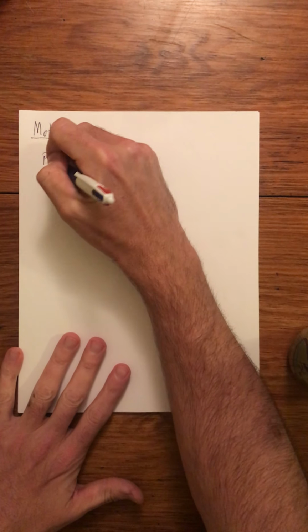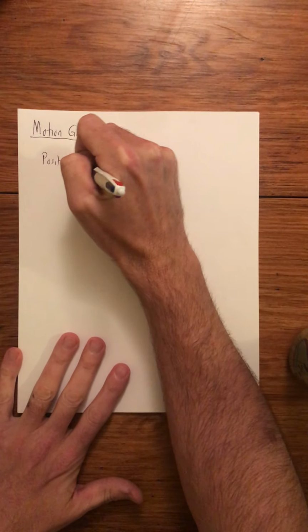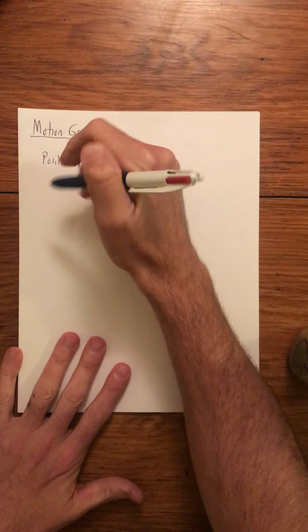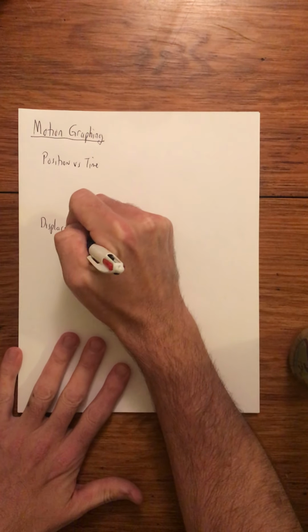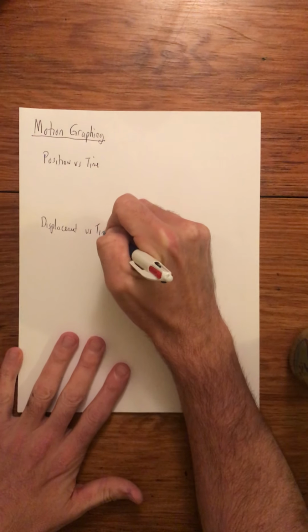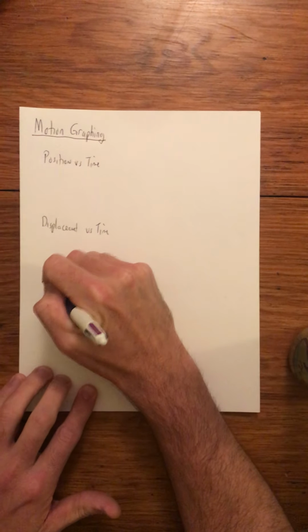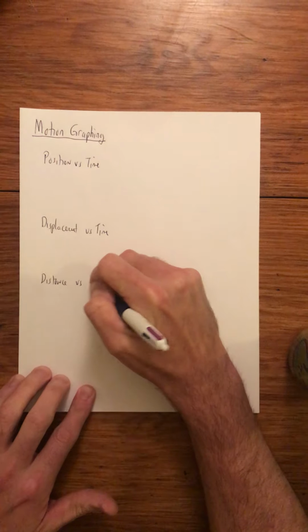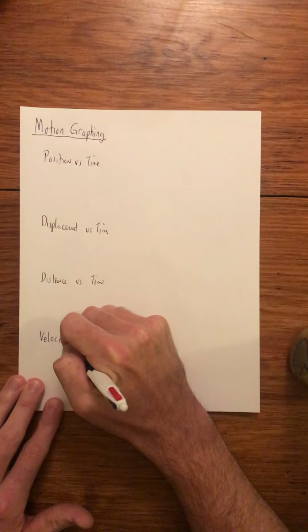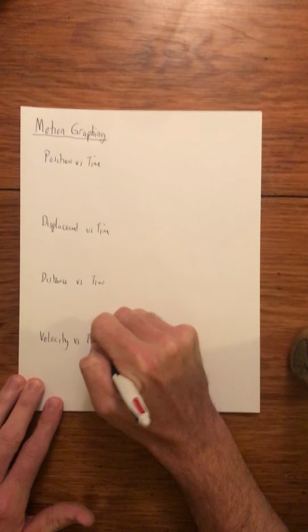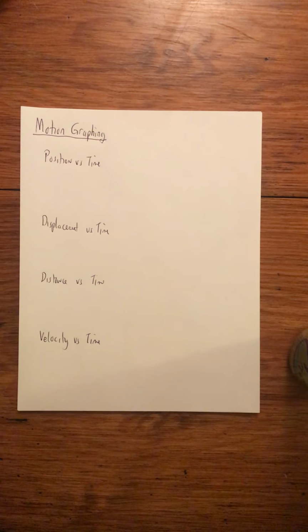So we looked at a position versus time, a displacement versus time, we've looked at a distance versus time, and we have looked at a velocity versus time graph. Okay, and so those are the 4 that we have done so far. And so what we want to do is just sort of list our graph facts that we know.